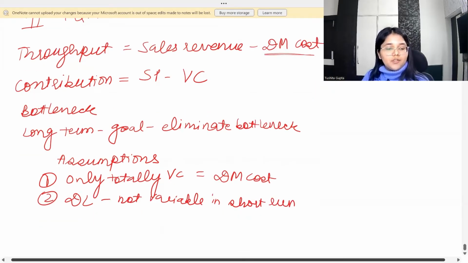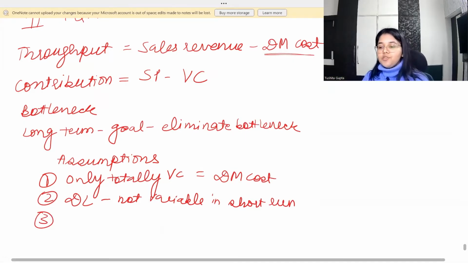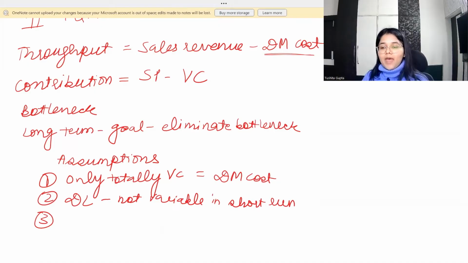Another assumption that throughput accounting has is that, given these assumptions, throughput is effectively the same as contribution. Because contribution is nothing but your sales minus variable cost, which takes two things, direct material and direct labor. So since it is assuming direct labor as not variable, it is assuming that contribution is the same as my throughput.